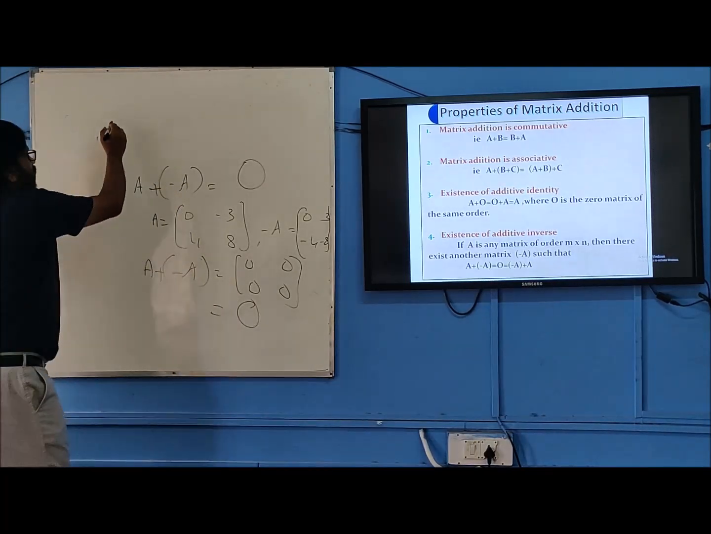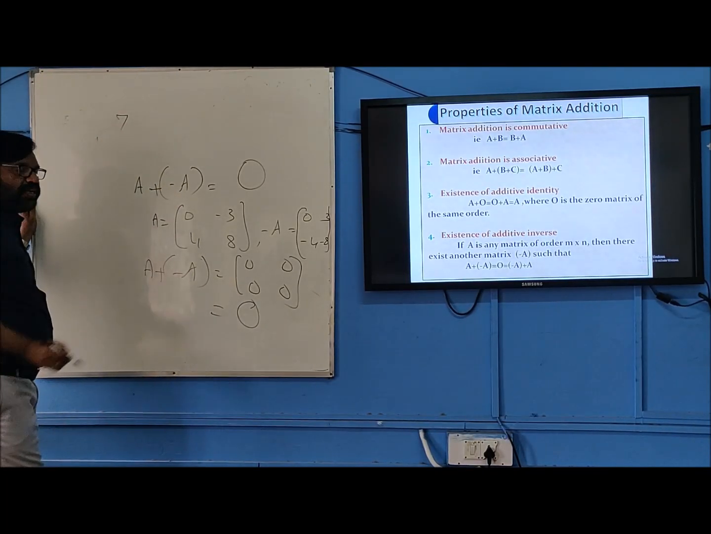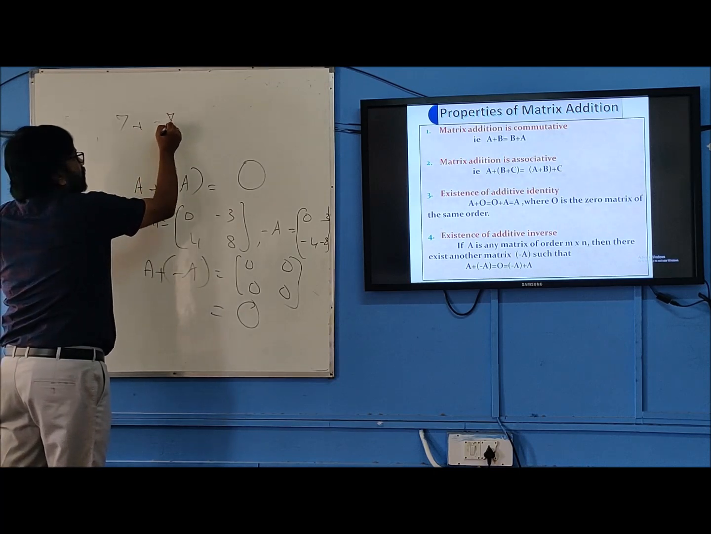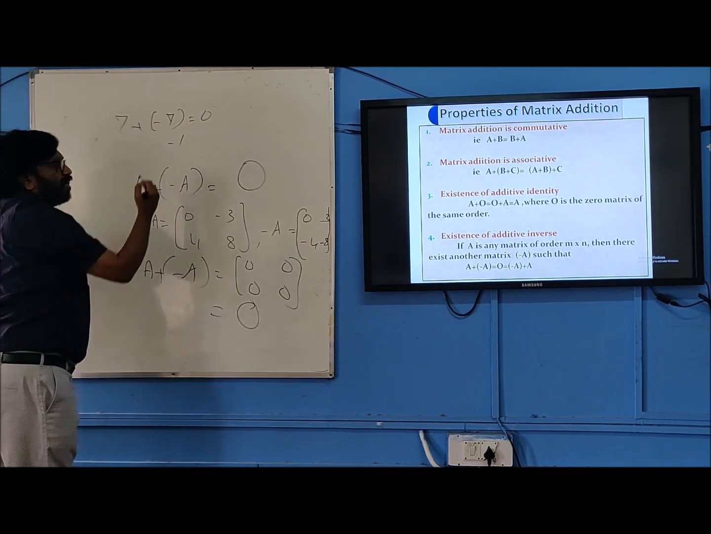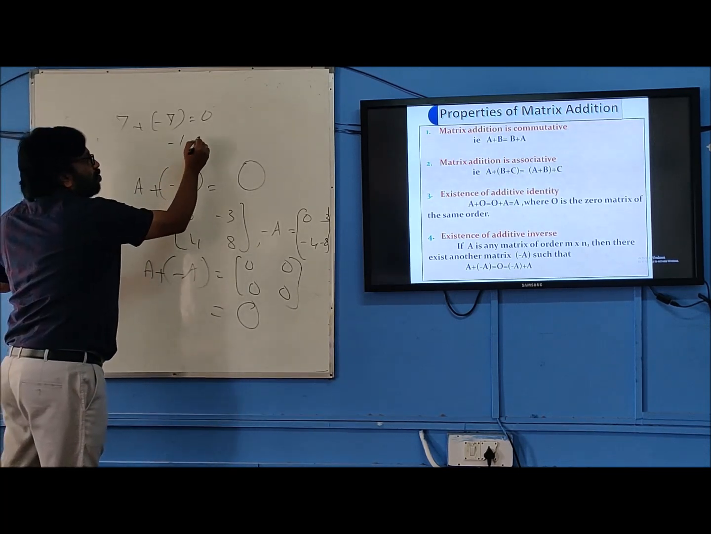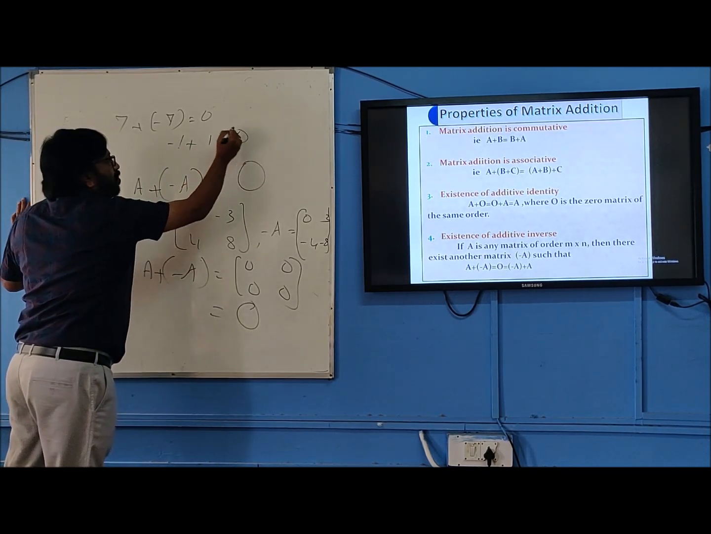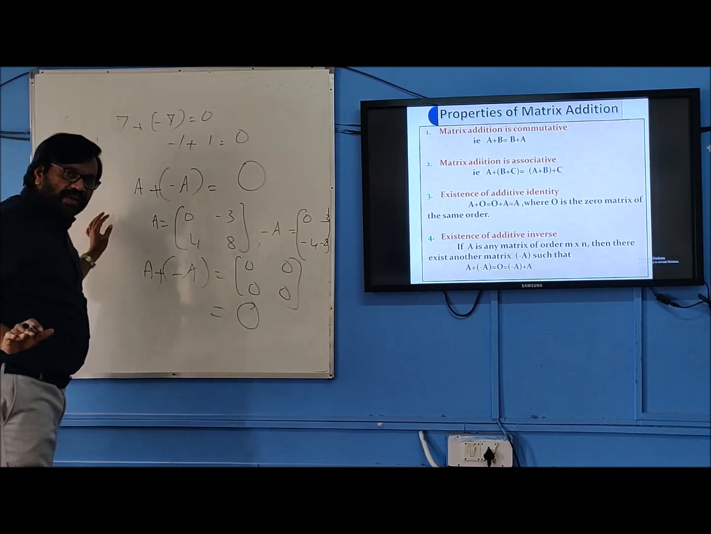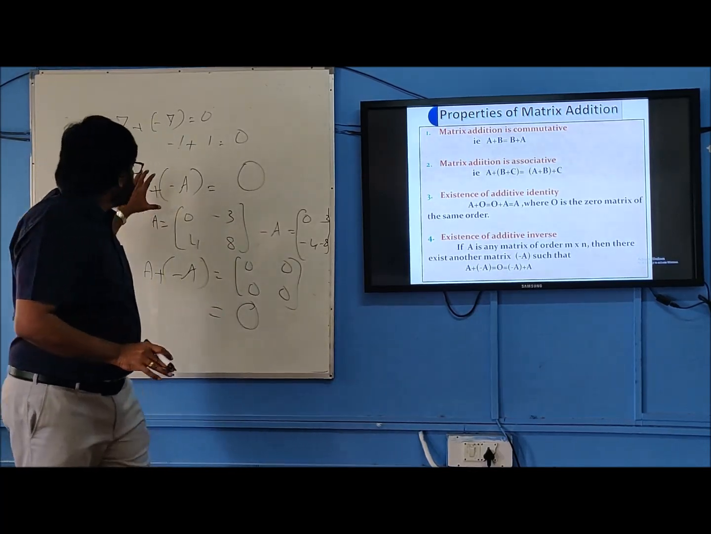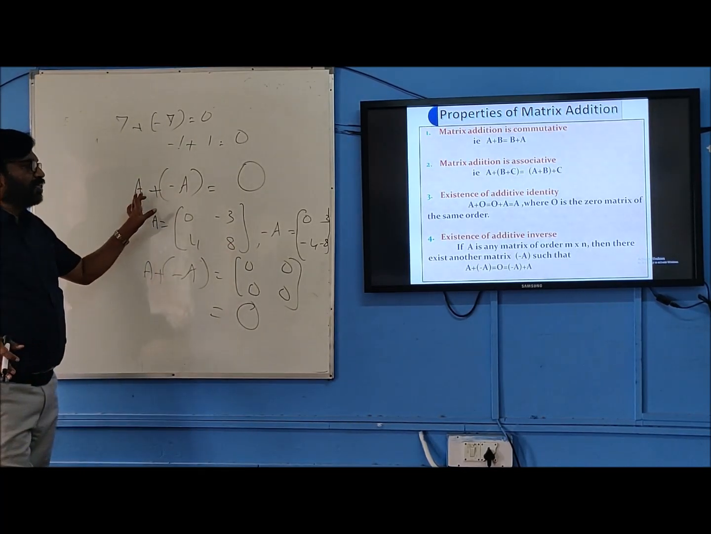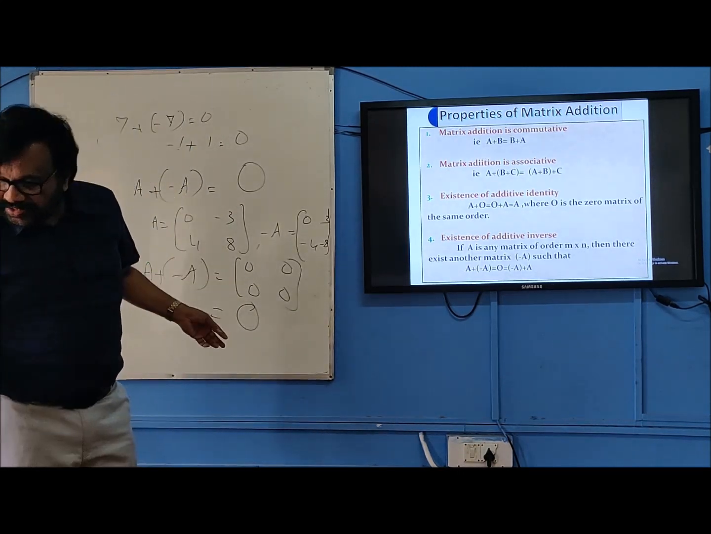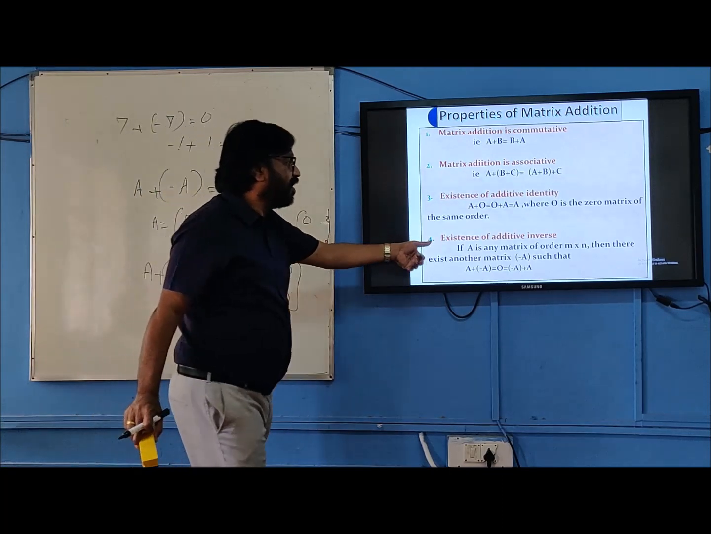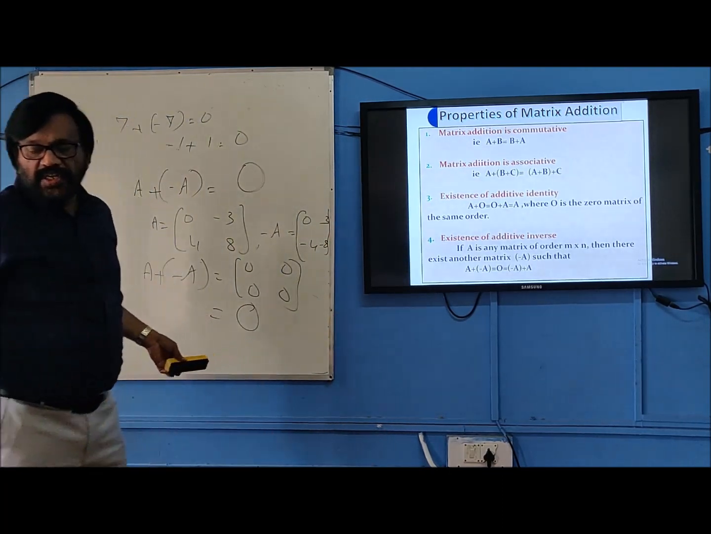You know that in number theory, what is the additive inverse of 7? That is minus 7. Why? 7 plus minus 7 is 0. What is the additive inverse of minus 1? That is plus 1. Why? Minus 1 plus 1, we will get the additive identity. In the same way, if we add minus of a matrix to any matrix, then we will get the 0 matrix as the answer. Therefore, there is the existence of additive inverse. For any matrix, we can find that.